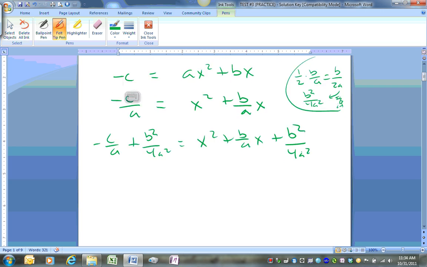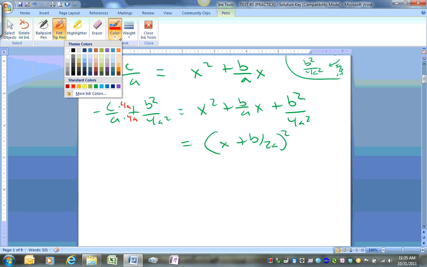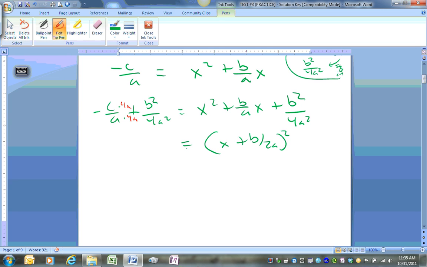The whole point for doing that is so we can factor this trinomial, which would be x plus b over 2a squared. And here, if I find the least common denominator, let's change colors, it'll be 4a squared. So you want to multiply both top and bottom of the first fraction by 4a. So now we're going to have negative 4ac plus b squared over 4a squared.